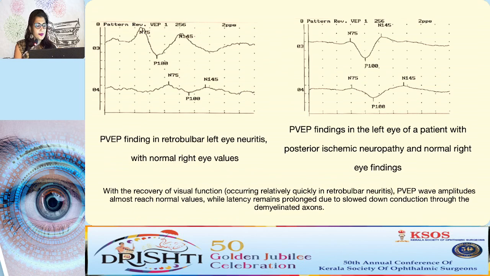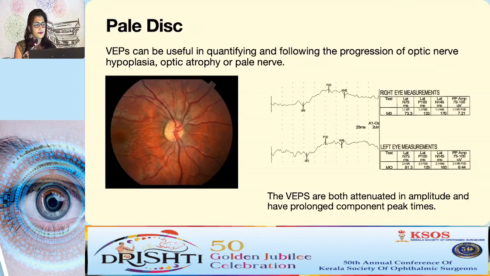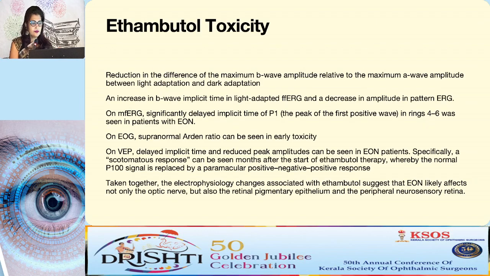The pattern VEP in retrobulbar left eye neuritis, you can see that it is affected, and in the left eye of a patient with posterior ischemic neuropathy also you can see that it is affected, but the P100 will be normal. When you have an unknown cause of a pale disc, again you can quantify and follow the progression of optic nerve hypoplasia or optic atrophy or a pale disc due to any cause with the VEP.